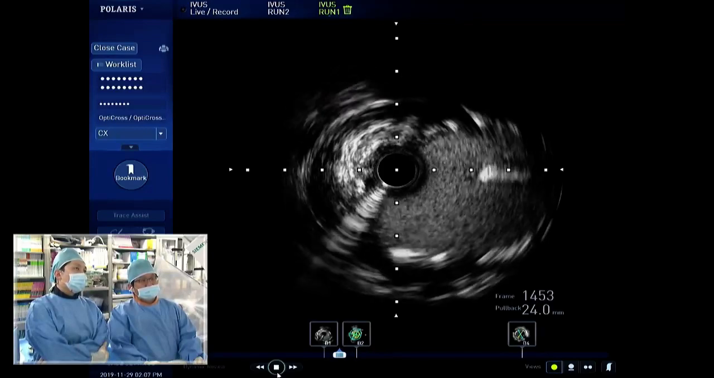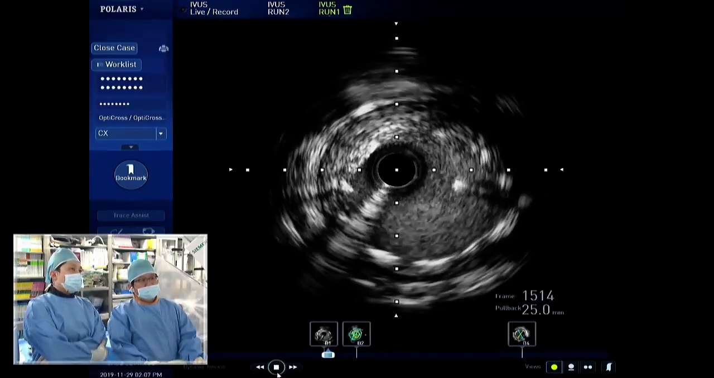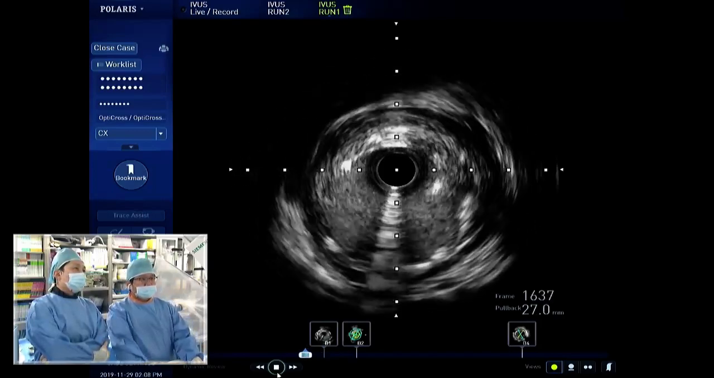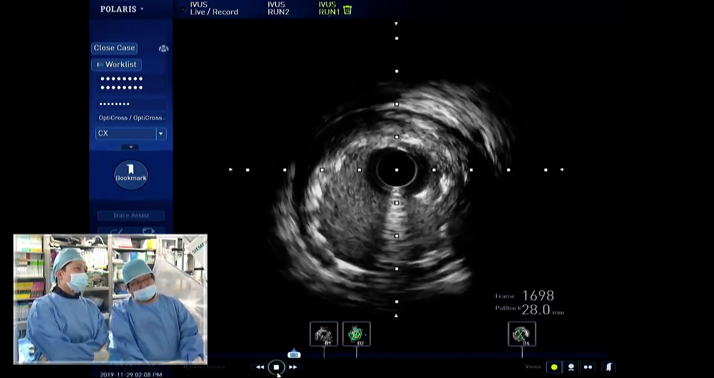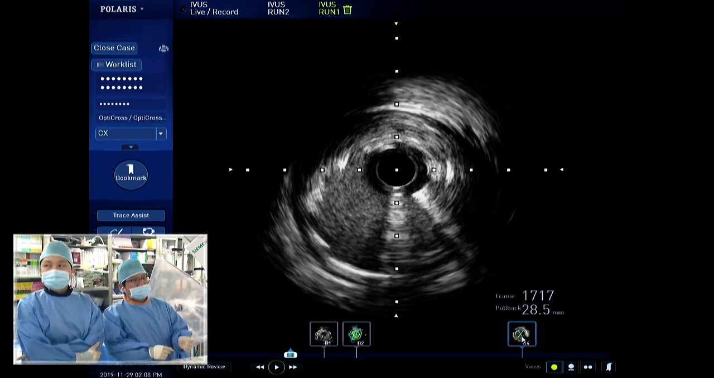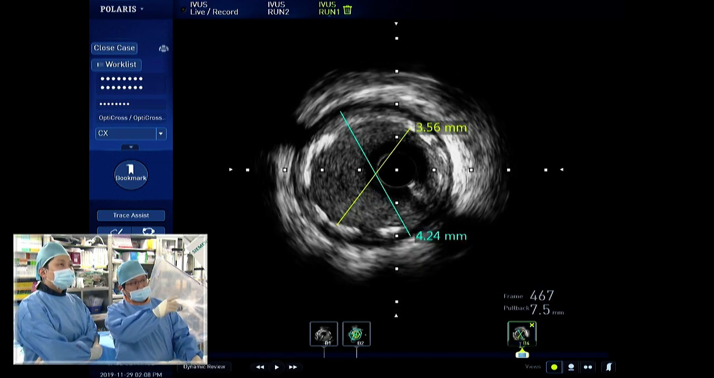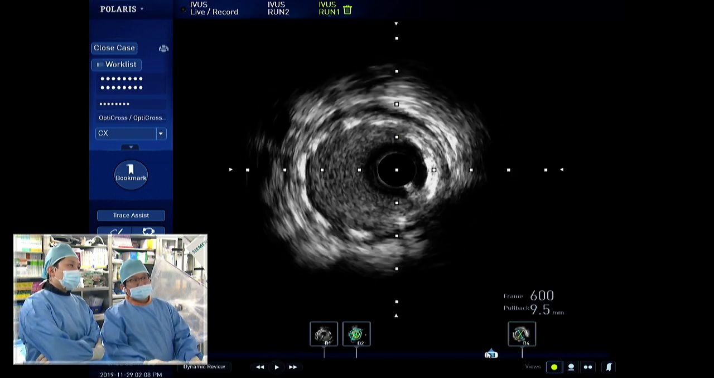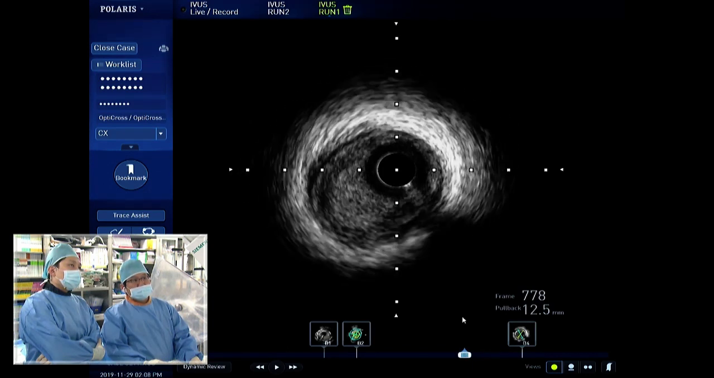The ostium is very narrowed. This is the left main. Okay, stop, please. Based on the IVUS findings, the circumflex is 3.5, but there is some negative remodeling. Could you measure the location of the negative remodeling? Okay, here.